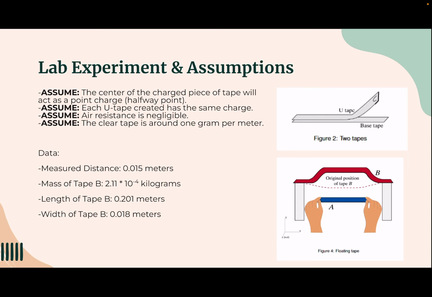And so on the left, you can see how we create the U-tape, which is having a base tape and then ripping off the U-tape after sticking it, and then that'll create the condition we want for it. And then you can see on the second photos how we create this experiment with having those 2 U-tapes and then one close to the second one, which appears to be floating. And so the data I got from this lab was a measured distance of 0.015 meters and then a mass, length, and width shown right there.